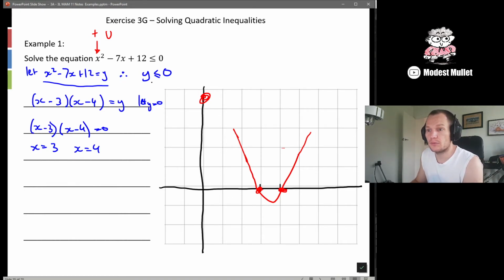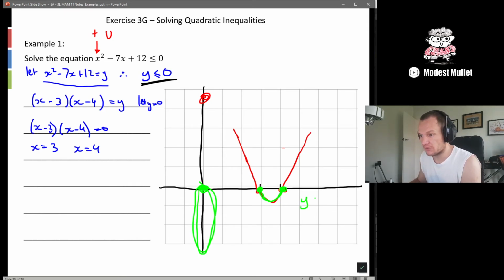So I want to know when y is less than or equal to 0. So when is y less than or equal to 0? Well, that would be any y values here. That's when y is less than or equal to 0, which means it's this part of the line. Okay. And this time we can include 0, so it's going to include our intercepts as well. All that part of the line is y less than or equal to 0.